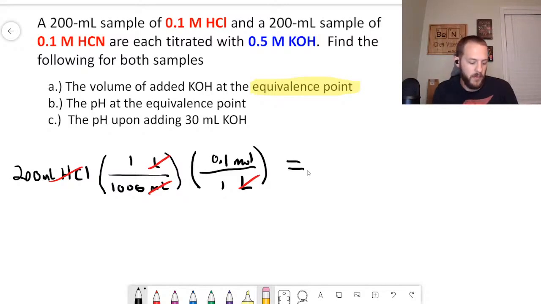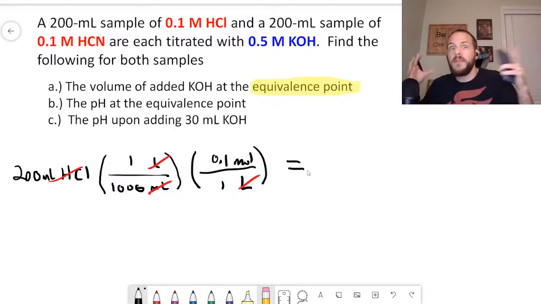So I'm going to put this calculation in my calculator. By the way, I haven't done any of these problems ahead of time. I just came up with them loosely based off of my textbook, but I haven't actually solved them. So we're doing this live together. All right, so 200 divided by 1,000 times 0.1.